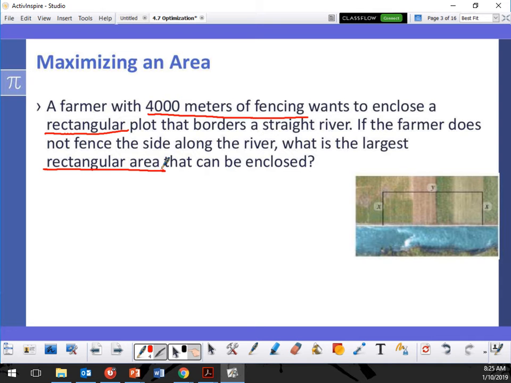Alright, so good. Now, a couple of things that we have. Let's talk about perimeter. P is 4,000 meters. Oh, I said it was 4 infinity 0 meters.